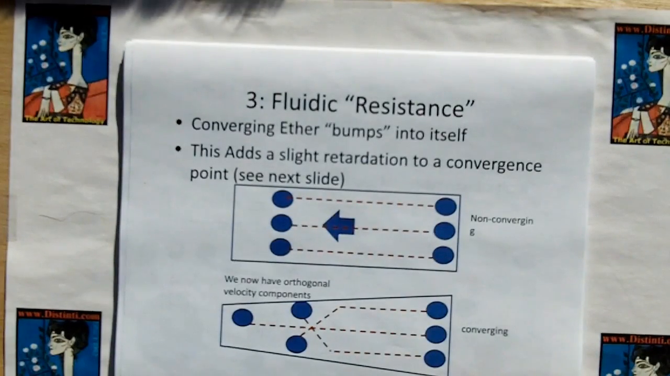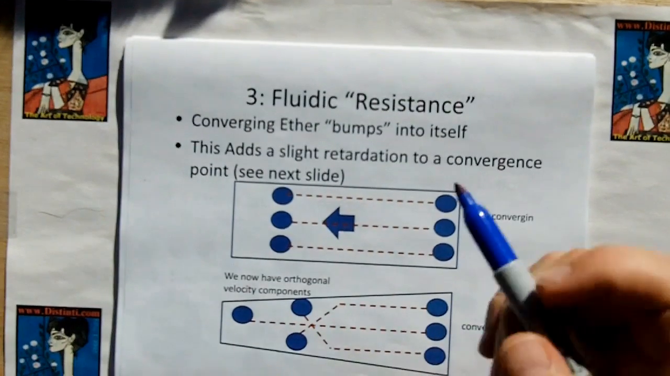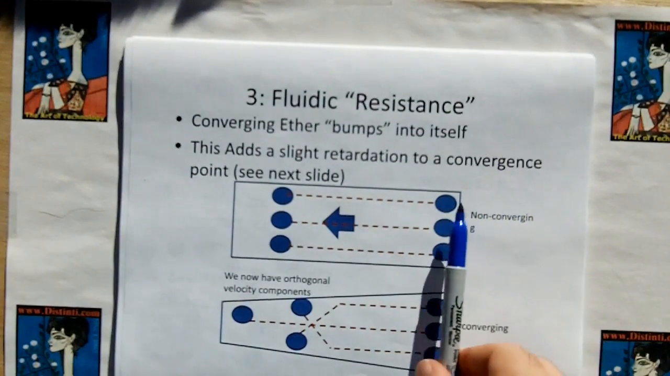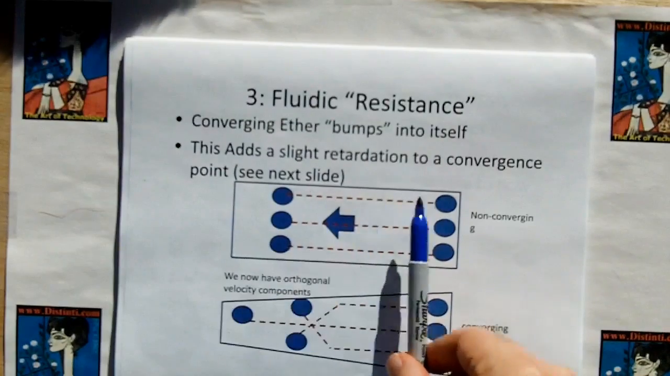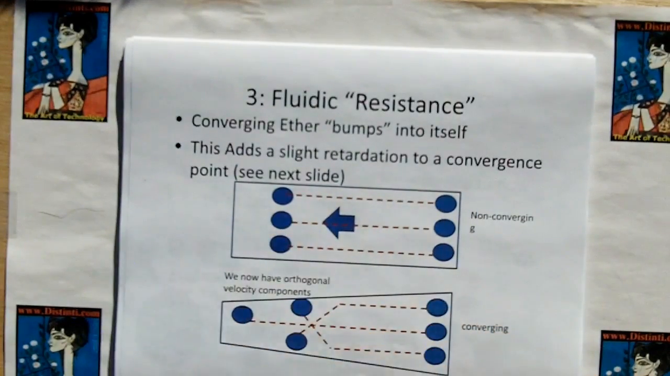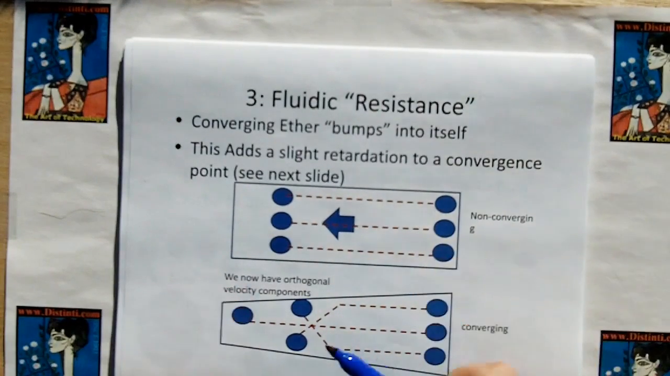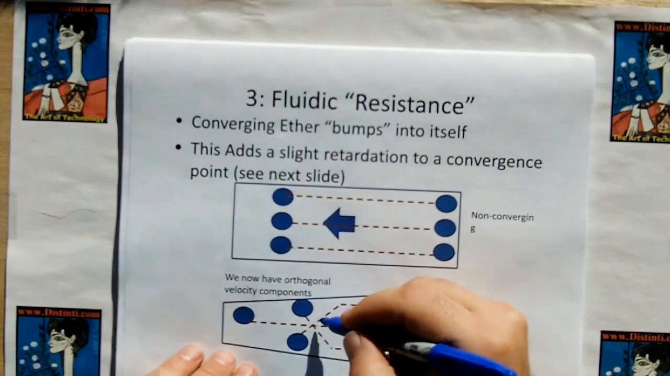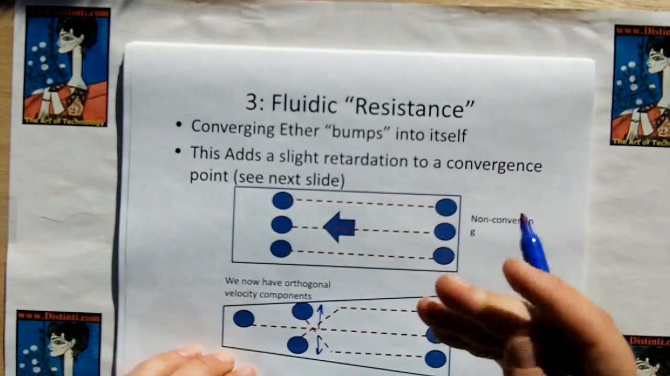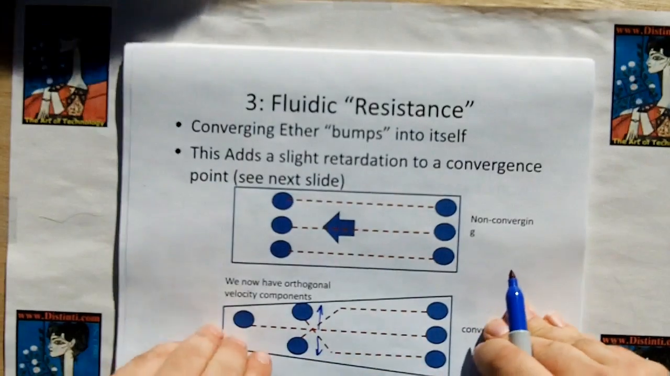And the third manifestation of the viscosity is fluidic resistance. Okay, if ether is flowing through a channel, then there are no converging forces. They move with a nice laminar flow. But if you try to converge them into a smaller and smaller area, then they start bumping into each other, and then you get ether velocity components that are orthogonal to the direction of flow.